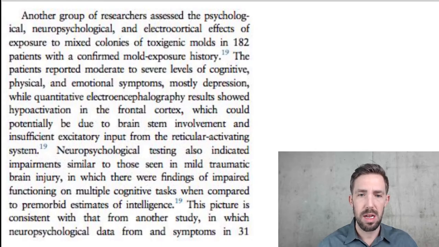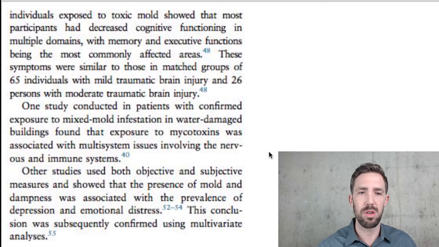Same paper, patients reported mostly depression, while actual brain scans by an EEG showed decreased activation in the frontal cortex, which could be potentially due to blah, blah, blah. It's similar to those seen in mild traumatic brain injury, where they had impaired function when compared to how smart they were before their head trauma. So when they compare them to pre-morbid estimates of intelligence, they've actually gone down. And there are some other studies, I think, that look at IQ and show that that's gone down too. This showed that they had decreased cognitive function in multiple domains, with memory and executive functions being the most commonly affected areas.